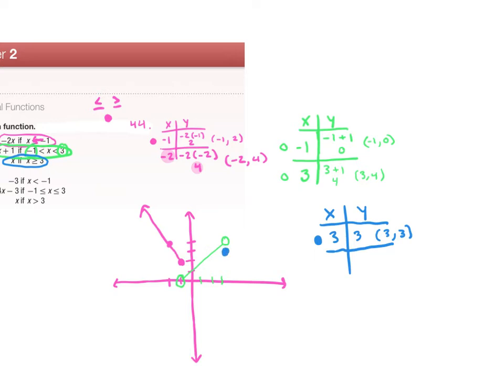What do we plug in next? 4. Anything bigger than 3. What do we get when we plug in 4? 4. So then what's our point? 4, 4. So we go to the right 4, up 4, put a point there. Which direction is our arrow going to go? To the right. We look at our little inequality here. It tells us that we're going to point it in the right direction. So we go through our two dots and to the right.